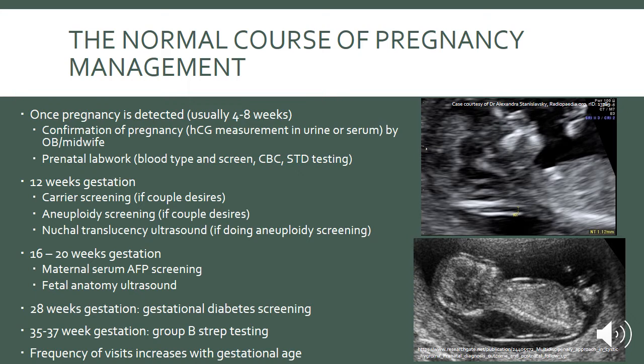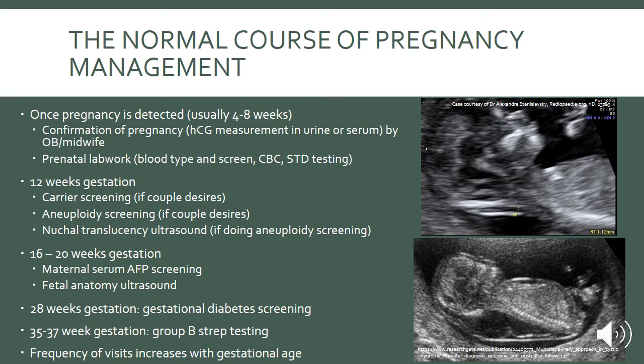Okay, what does the normal course of a pregnancy look like from a medical perspective? And again, this is the obstetric perspective. This is not the midwifery perspective, which tends to be different and include fewer things. Once pregnancy is detected, most women discover usually at 4 to 8 weeks of gestation, they've missed their period, they gave it a week or two, take a pregnancy test. So the first thing you often do is have confirmation of pregnancy. Even if you peed on a stick at home, a lot of times your OBGYN will want to confirm in their office, either with urine or with blood.